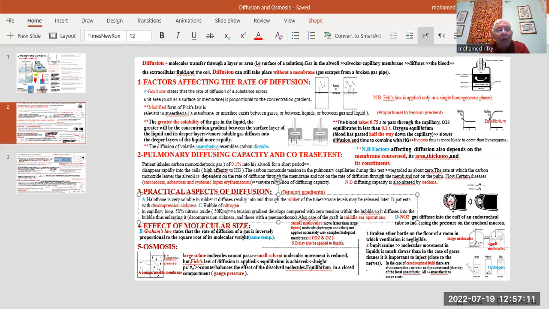This will expand the bubble. So it makes a problem whenever we operate on the ear where the graft may be hindered, or a patient with a pneumothorax may have the pneumothorax expand, or a patient who has, suppose, a solitary cyst in the lung. It will increase.